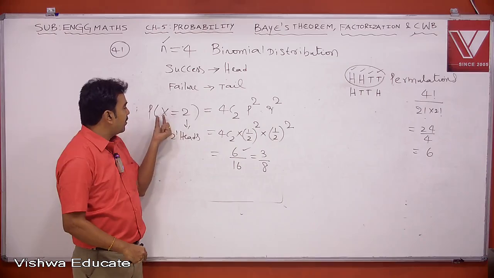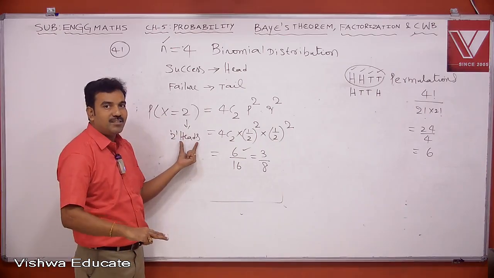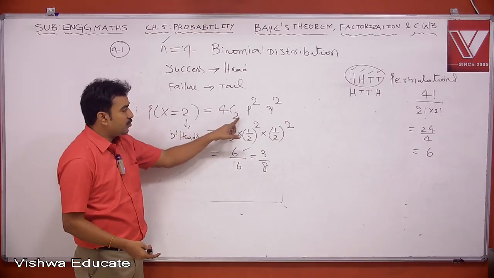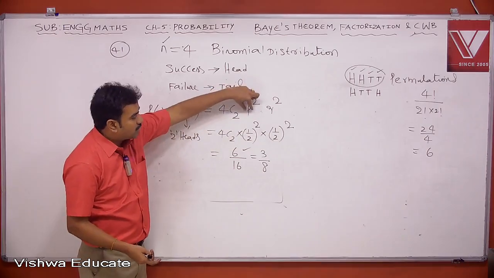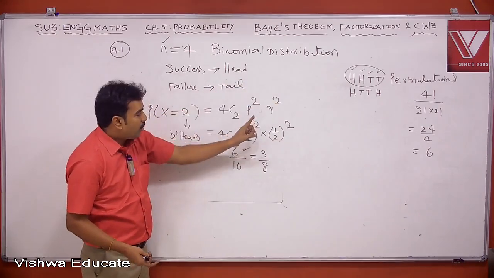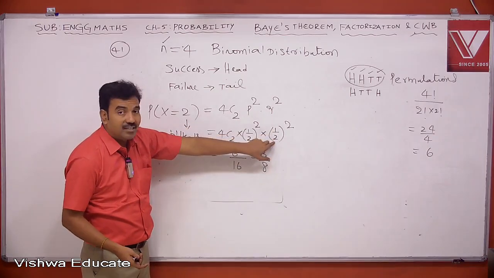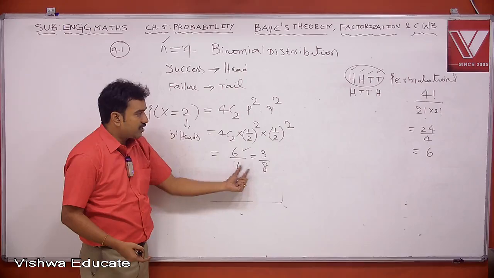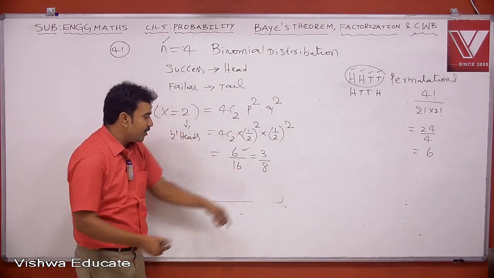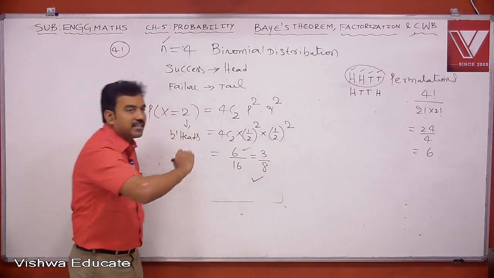So the probability of getting 2 heads, meaning the remaining 2 are tails, is 4C2 into P square, 2 times heads and the remaining 2 times tails. The probability of getting a single head is 1 by 2, and the probability of getting a single tail is 1 by 2. So 6 by 16. So the required probability is 3 by 8.